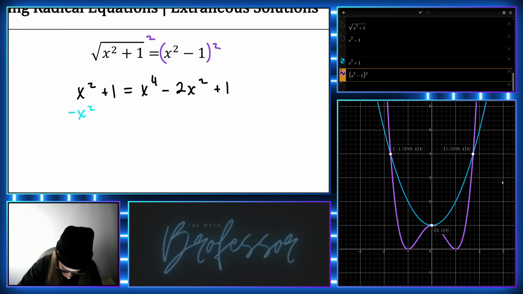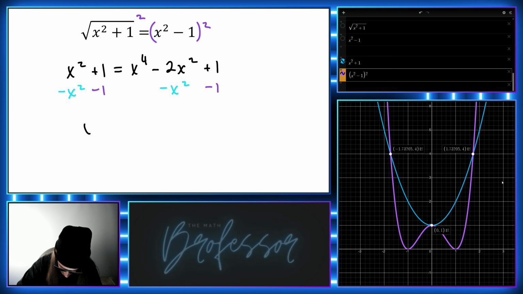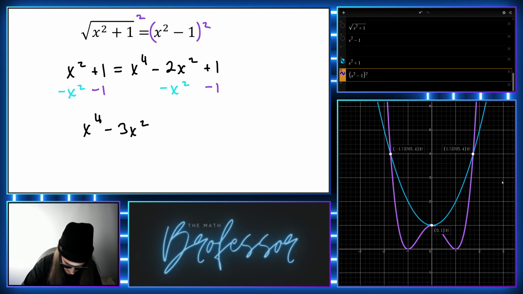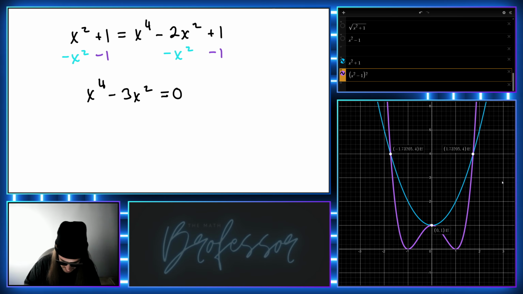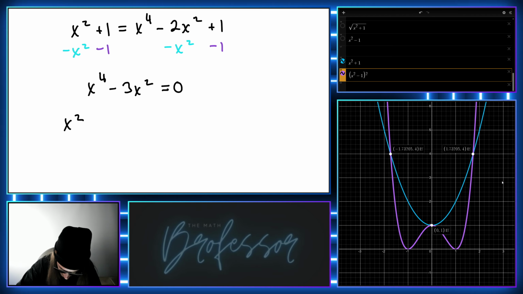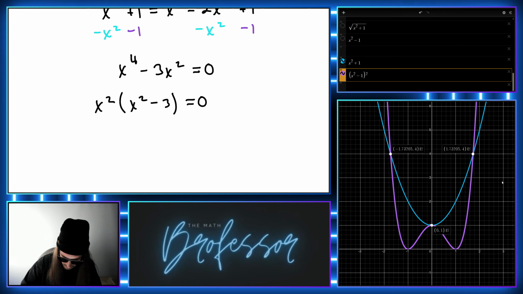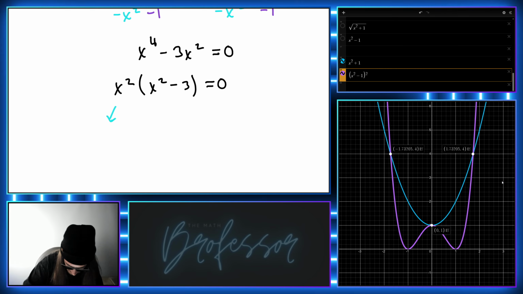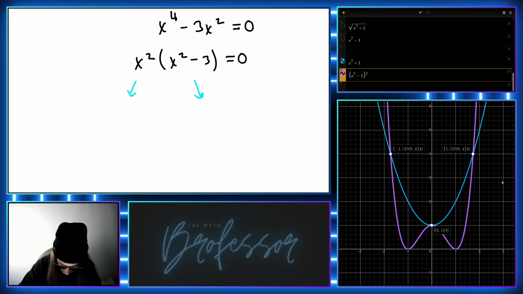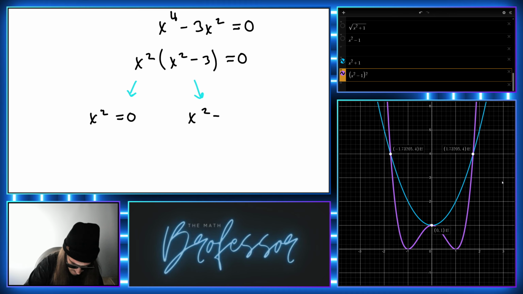We would subtract x squared from both sides, and I would also subtract 1 from both sides. Good, and that's going to leave us, if I rewrite everything on the left, x to the fourth minus 3x squared equals 0. We're going to solve this by factoring, pull out an x squared, leaving behind x squared minus 3. All right, split them up. x squared equals 0. x squared minus 3 equals 0.